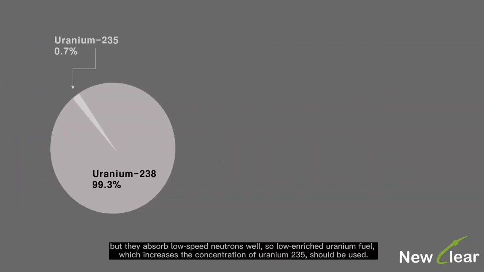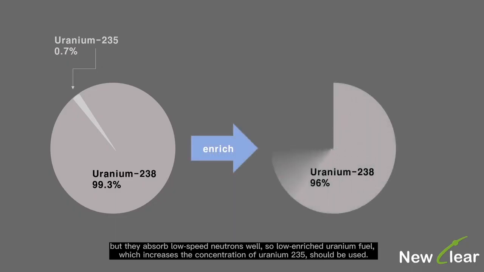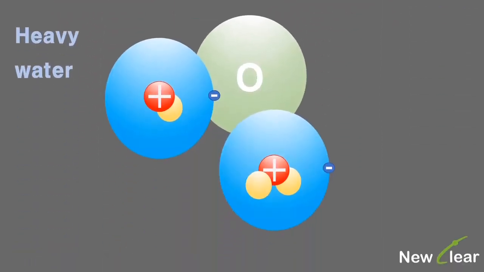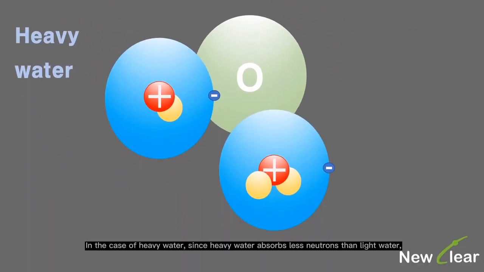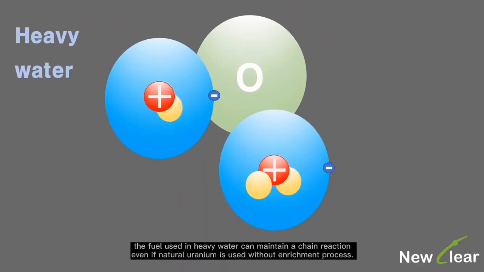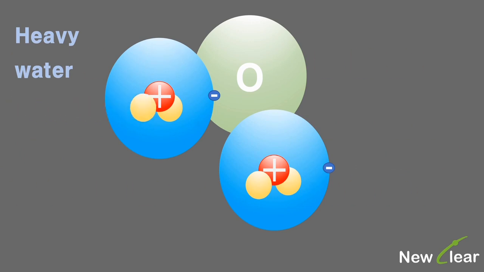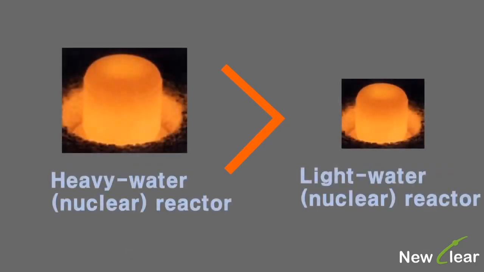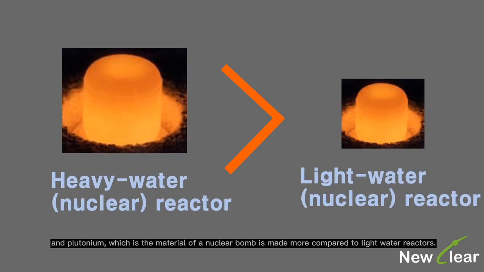But they absorb low-speed neutrons well, so low-enriched uranium fuel, which increases the concentration of uranium-235, should be used. In the case of heavy water, since heavy water absorbs fewer neutrons than light water, the fuel used in heavy water can maintain a chain reaction even if natural uranium is used without an enrichment process. However, the problem is that the price of heavy water is high. And plutonium, which is the material of a nuclear bomb, is made more compared to light water reactors.